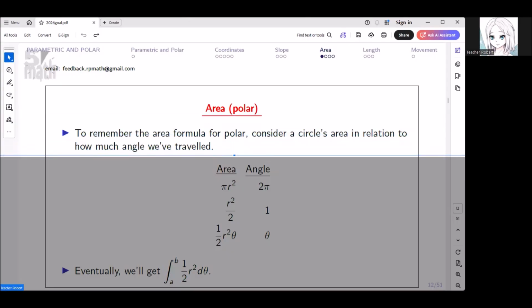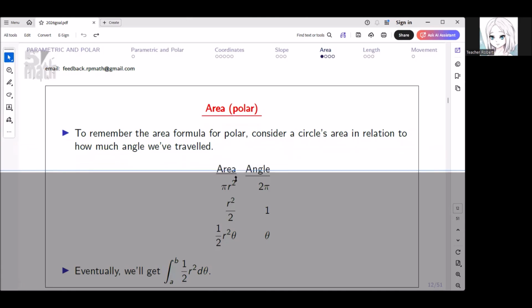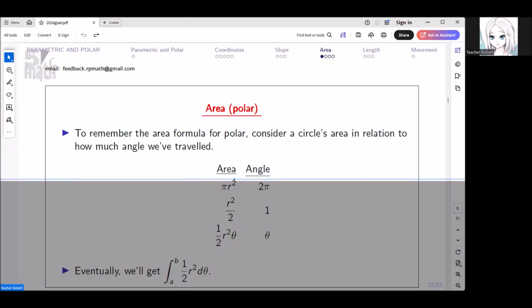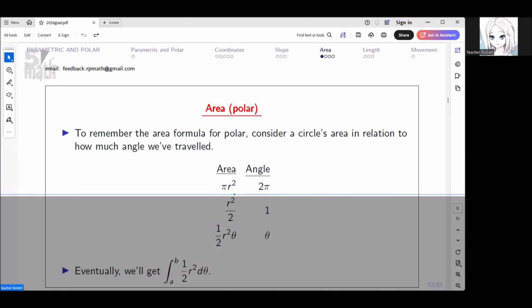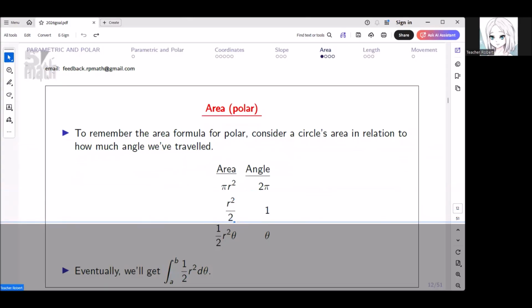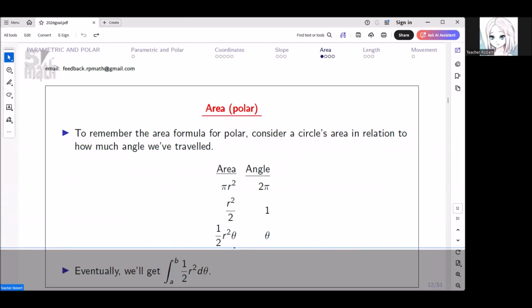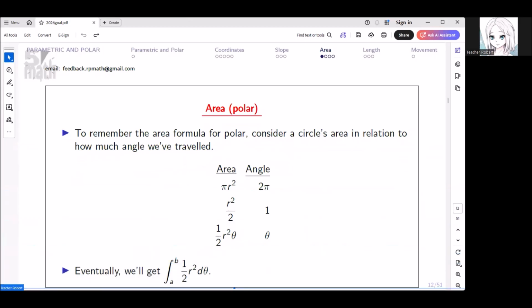To remember the area formula for polar, consider a circle's area in relation to how much angle we've traveled. Area, angle. Pi r squared, 2 pi. r squared over 2, 1. Half r squared theta, theta. Eventually, we'll get integral from a to b half r squared d theta.